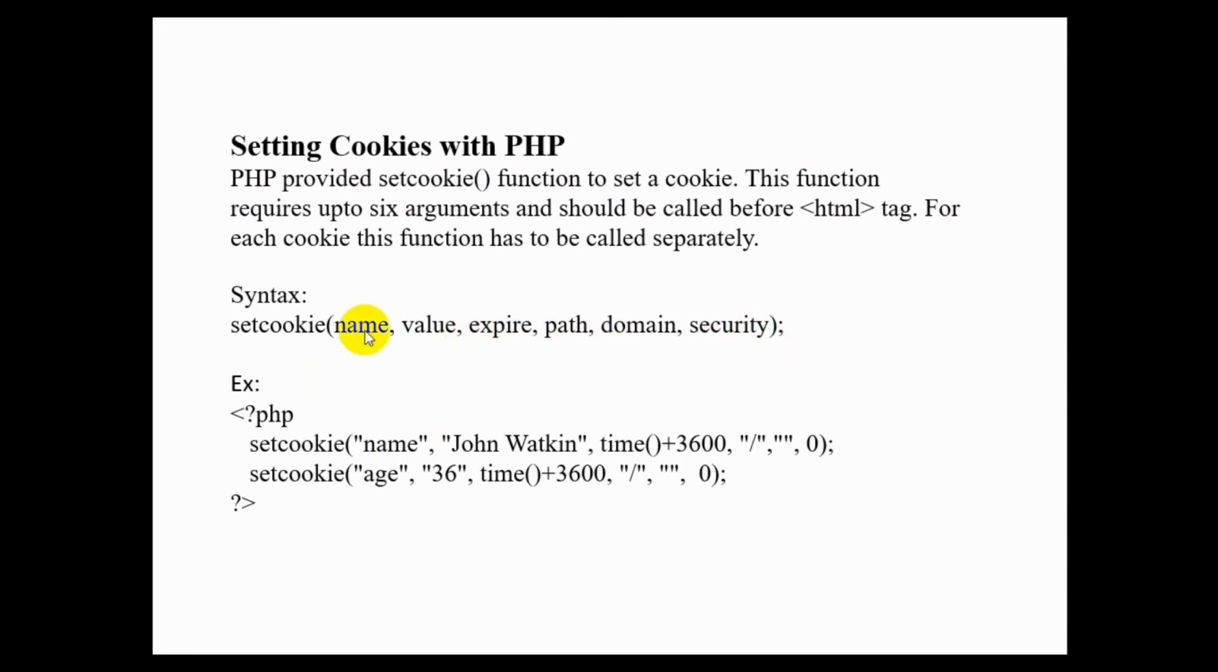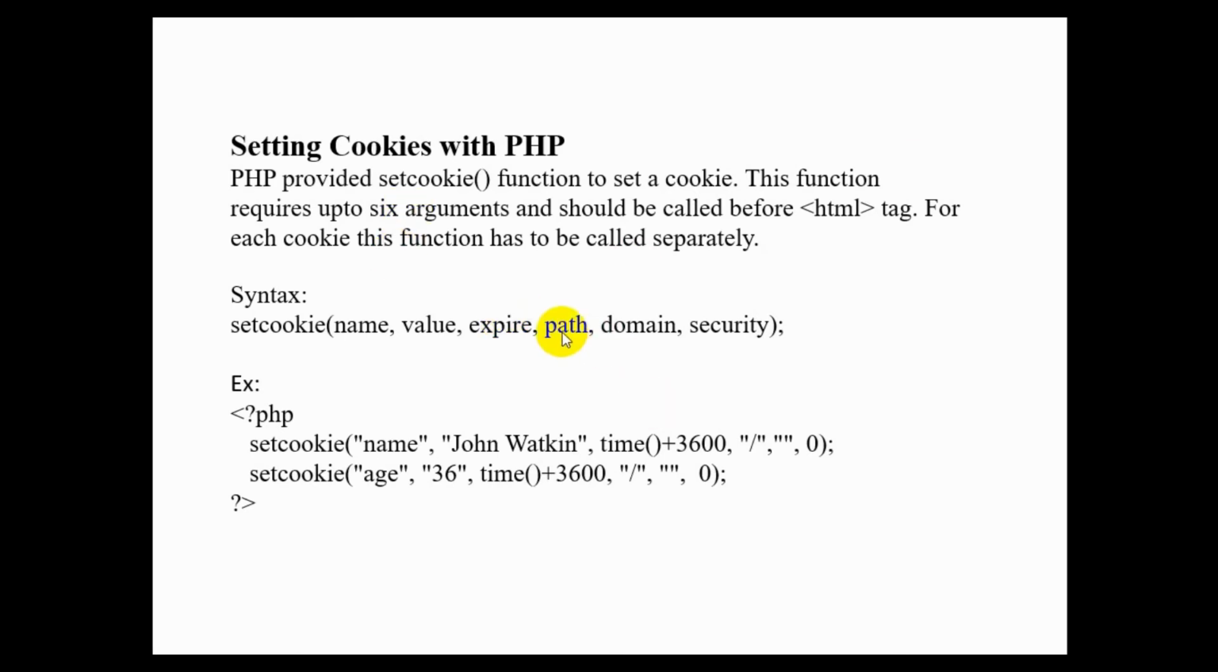Here, the name parameter is used to set the name of the cookie. The value parameter is used to set the value of the cookie. The expire parameter is used to specify a future time in seconds. After this time, the cookie will become inaccessible. If this parameter is not set, then the cookie will automatically expire when the browser is closed.